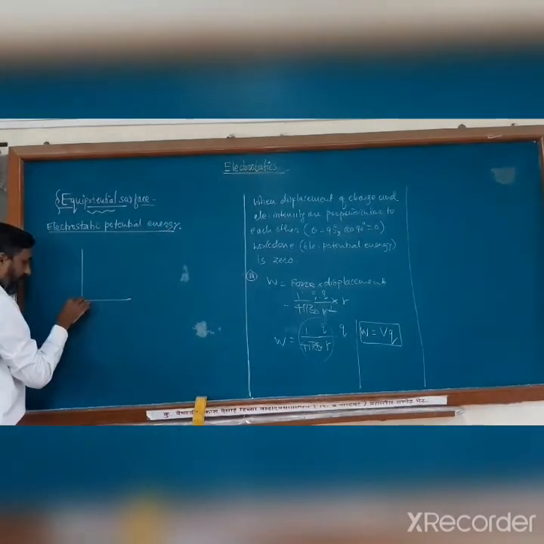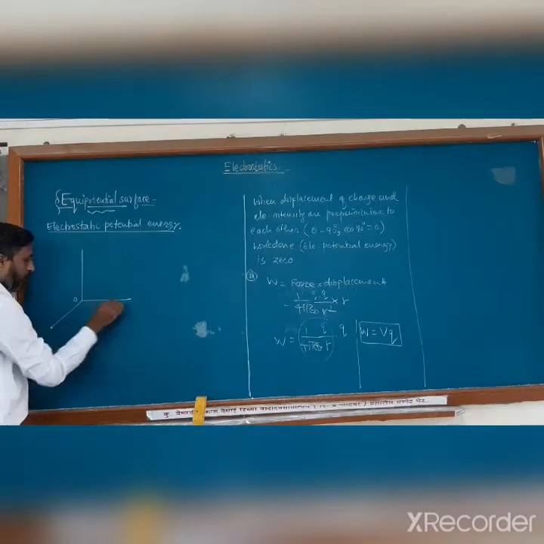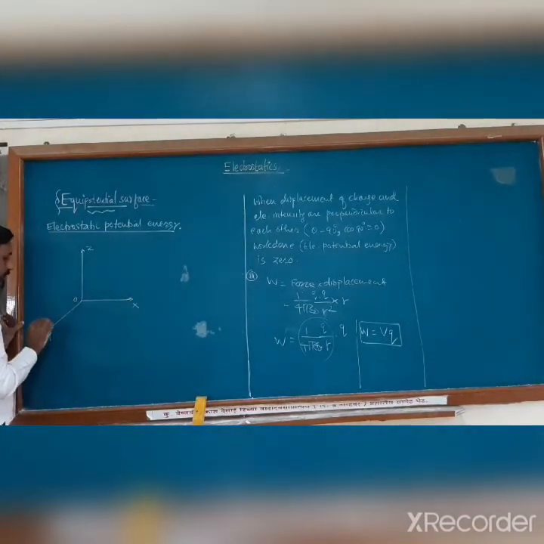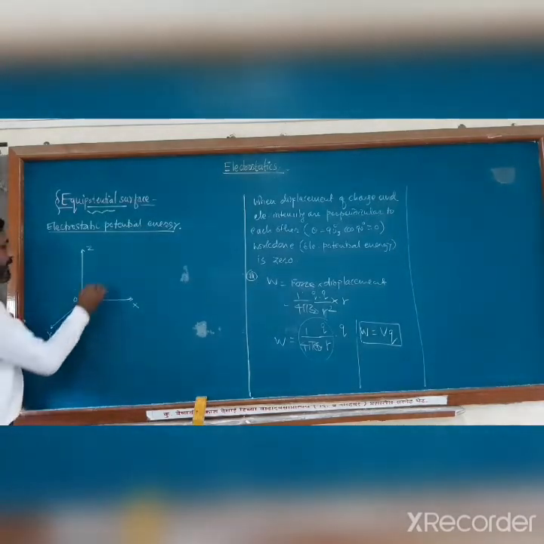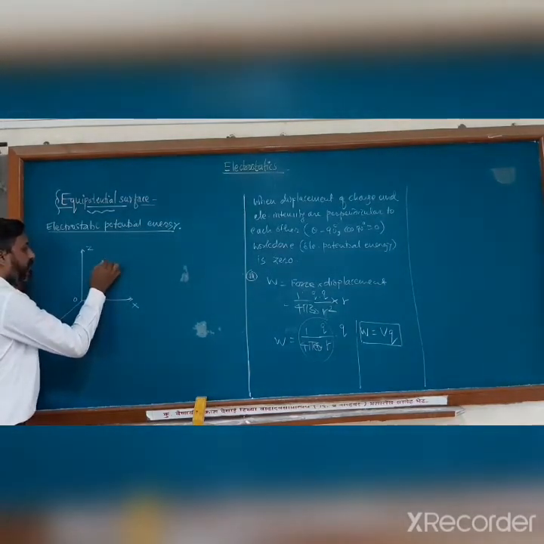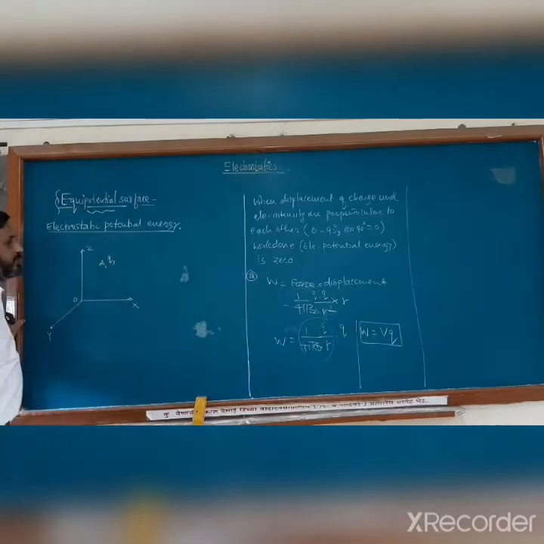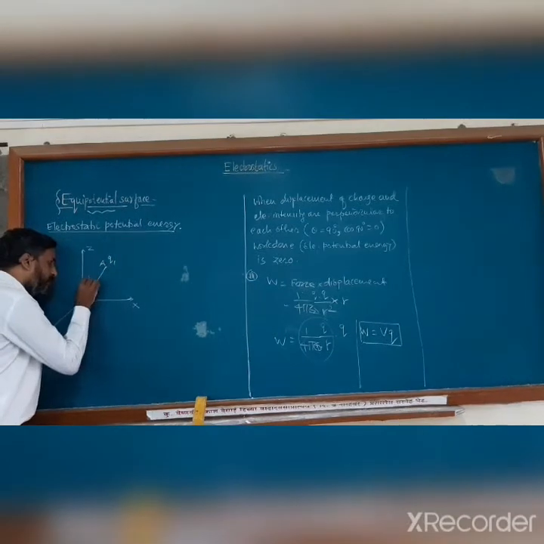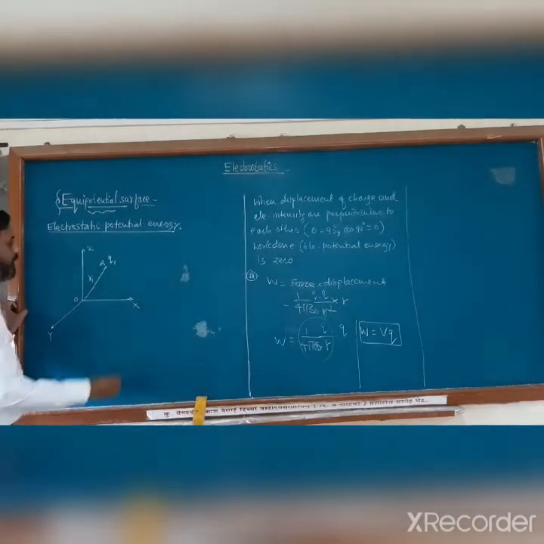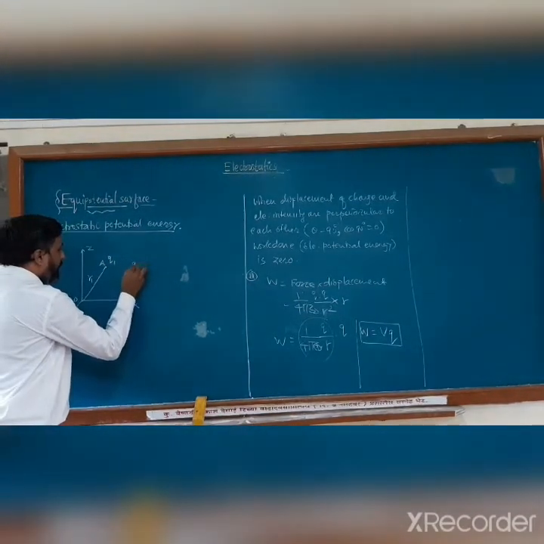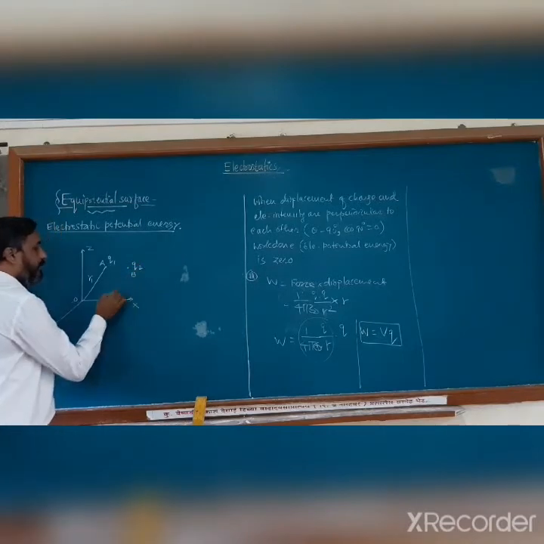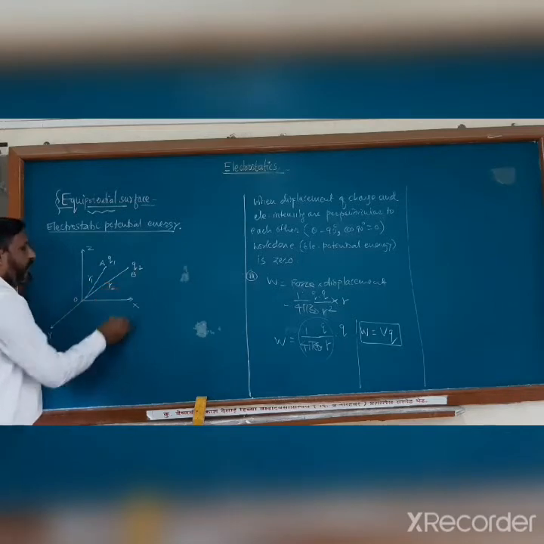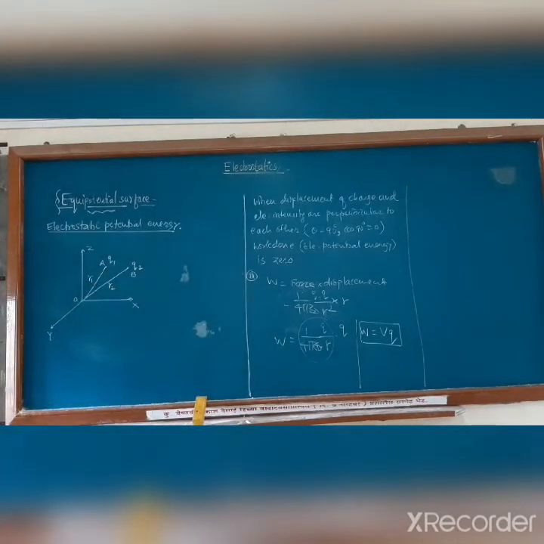This is our simple Cartesian coordinate system. O is the origin. This is my x-axis, z-axis, and the y-axis. Here one charge is situated at a point. Let Q1 be this charge situated at a point A, and the point A is at a distance R1. One more charge Q2 is situated at a point B. That point B is situated at a distance R2 from the origin.